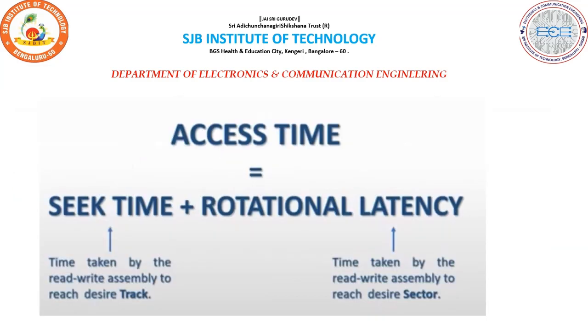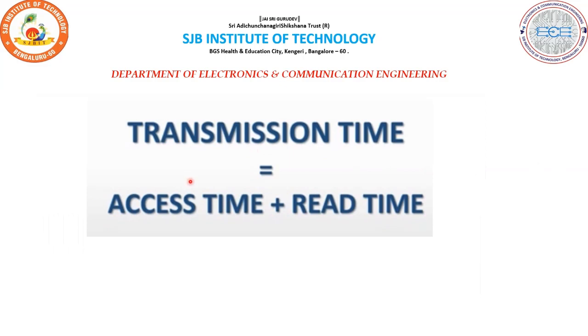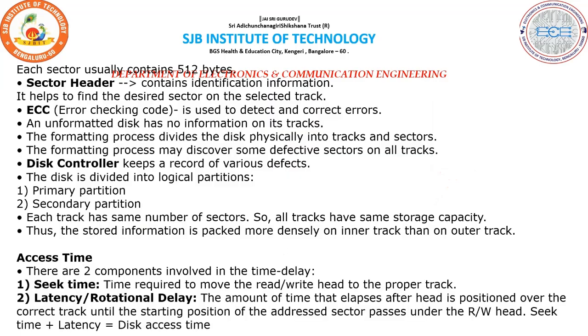The total access time is the seek time, which is the time to set the track, plus the rotational latency. The time taken by the read or write assembly to reach the desired sector is the rotational latency, and the seek time is the time taken to reach the desired track. So a track is selected, and in that track a particular sector is selected. That is known as the access time. The transmission time is both the access time plus the read time taken by the processor or the memory management unit. That is known as the total transmission time.